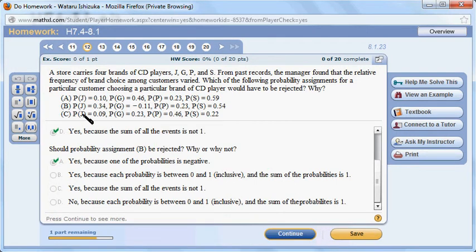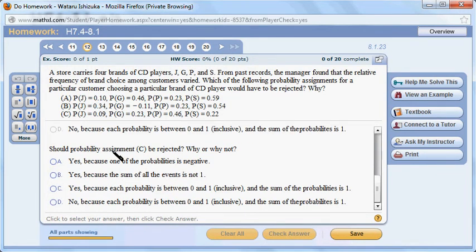And C. Probability assignment C. Should this be rejected? You have this between 0 and 1, between 0 and 1, between 0 and 1, between 0 and 1, so it's okay. Let's add them up.